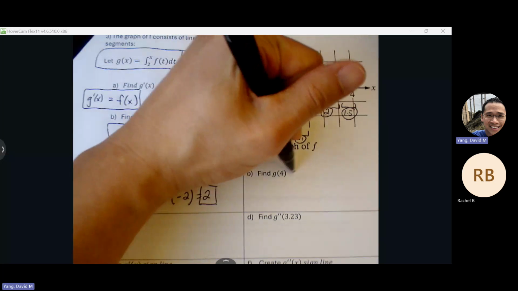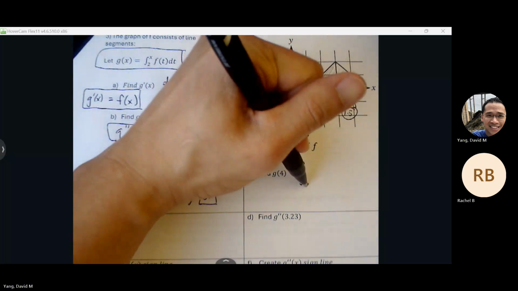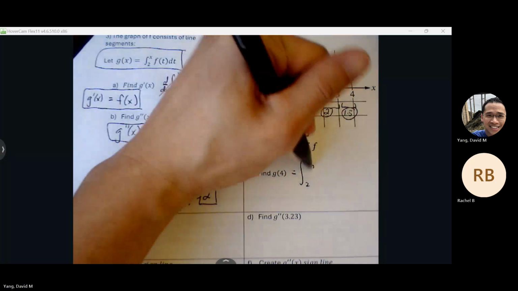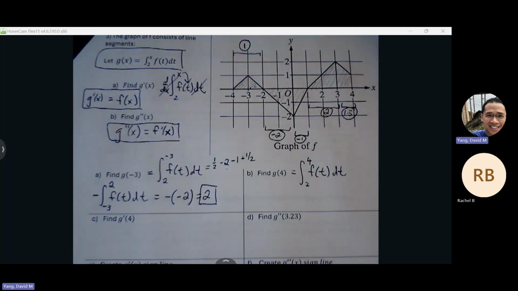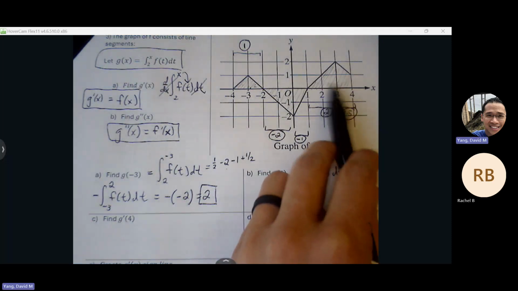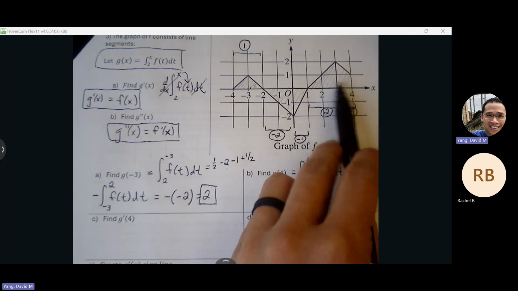All right, g of 4. No need to adjust signs here. We can just add up our regions from 2 to 4. Both these squares are areas of 1, and these are half, so 1, 2, 3.